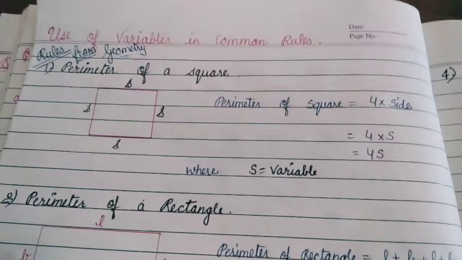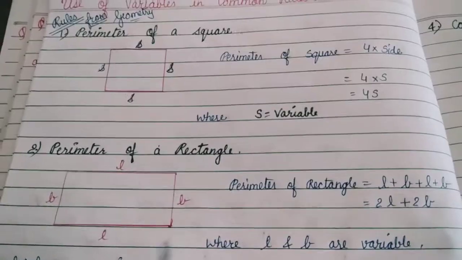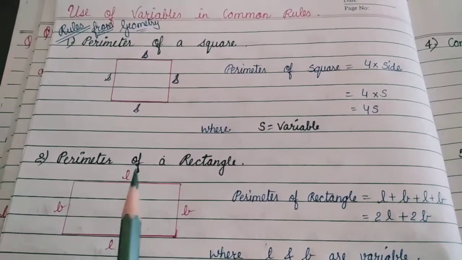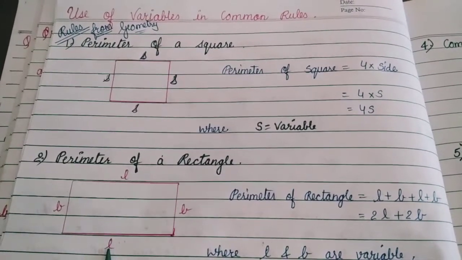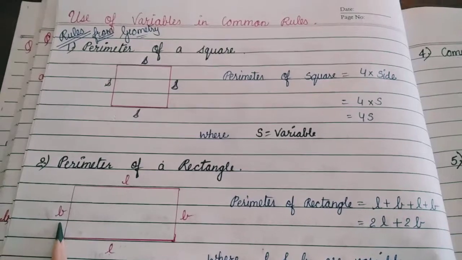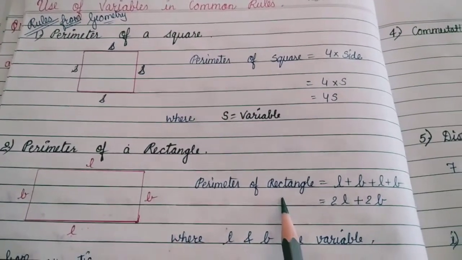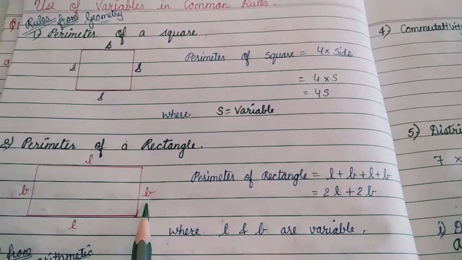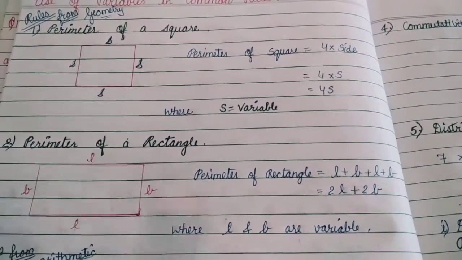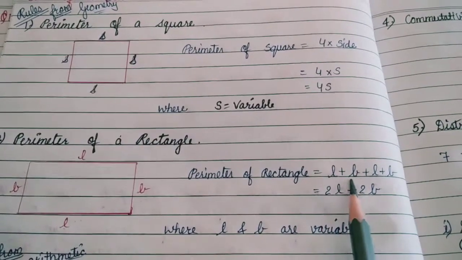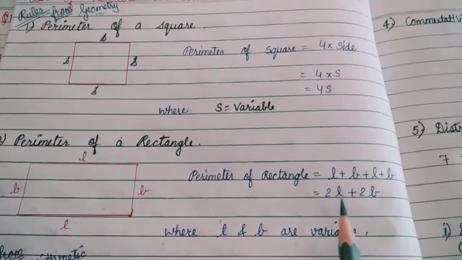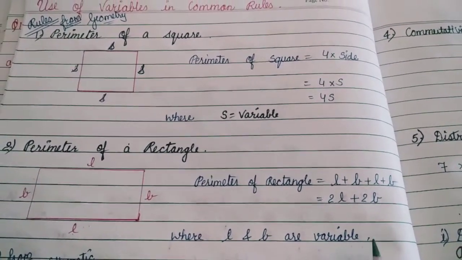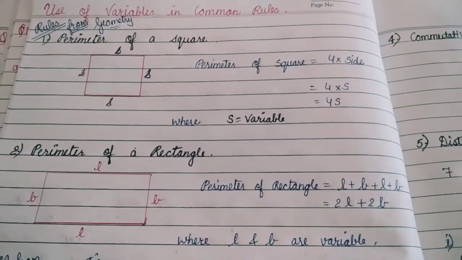Now the next topic is perimeter of rectangle. This is the shape of a rectangle, which has opposite sides equal. If here is length, so here is length. If here is breadth, so here is breadth. Perimeter of rectangle is the sum of all sides. We start from here: length, then plus breadth, then length, then breadth. So 2 times length and 2 times breadth come, where length and breadth are variables, which contain different types of values.